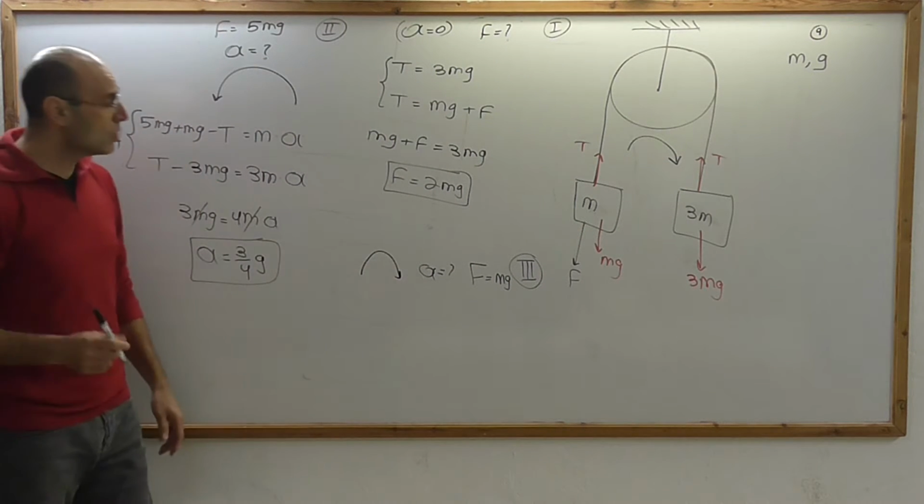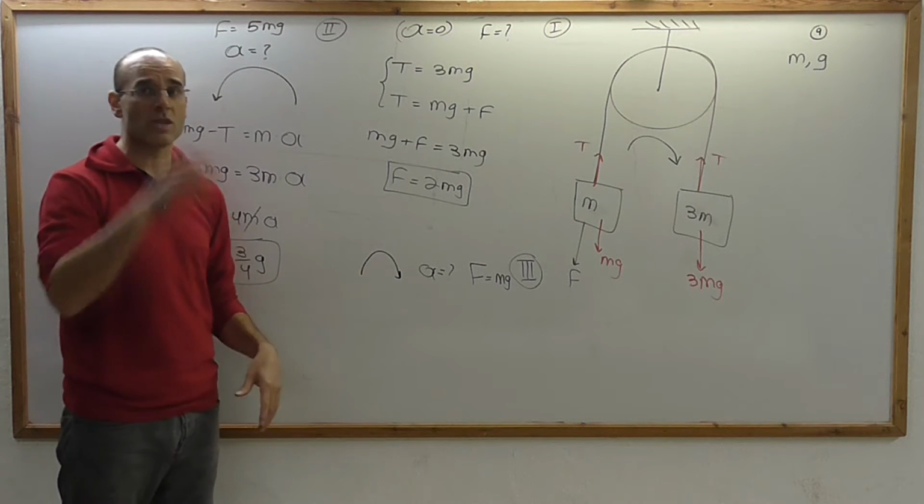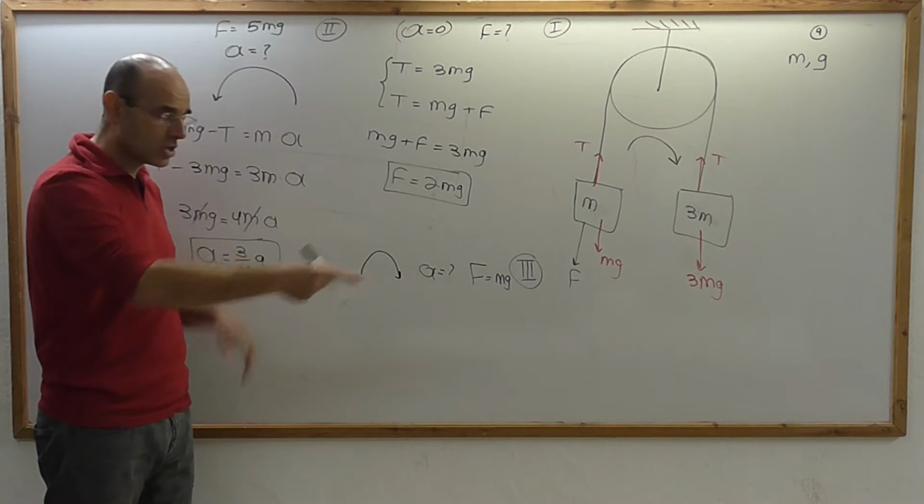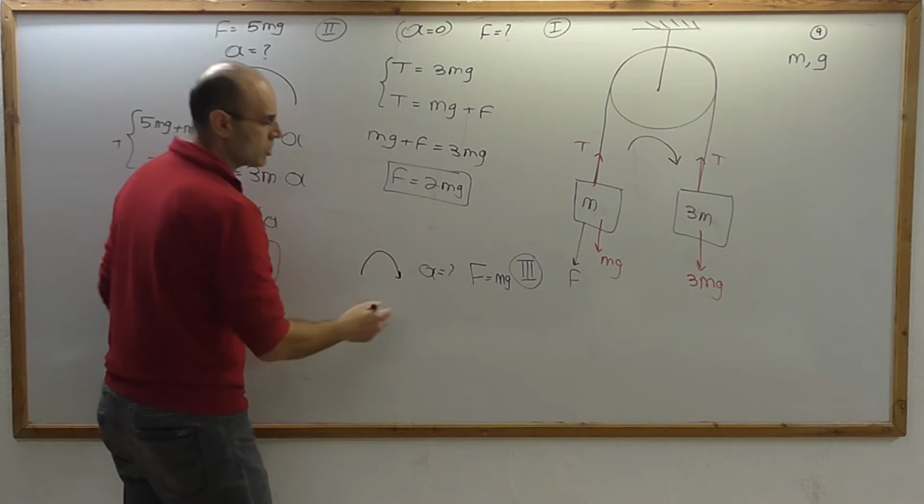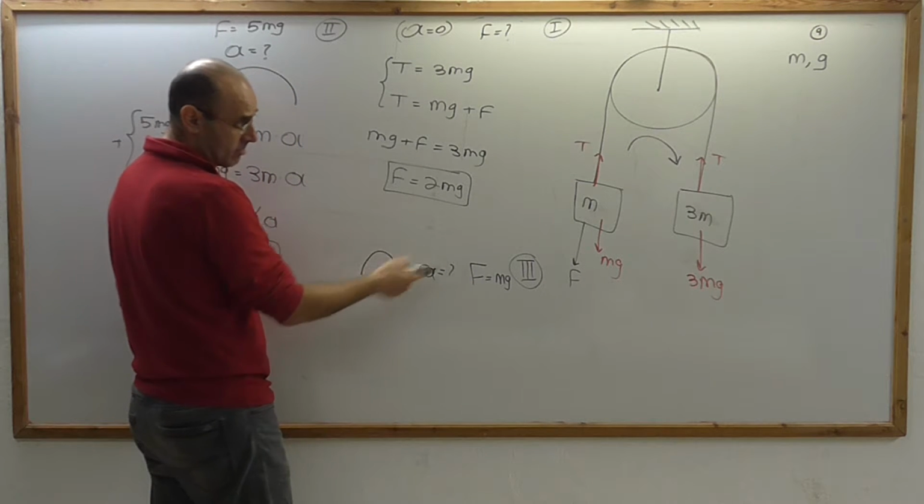And again, I remind you, even if you are wrong and you choose this direction, you will get a result with minus. Minus means that you got it wrong and the direction is that one. So the acceleration will be in the other direction. So let's solve it.